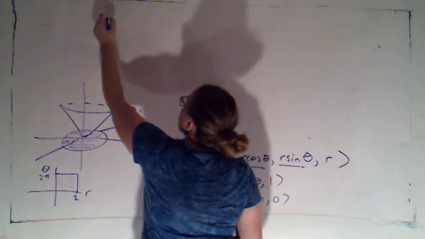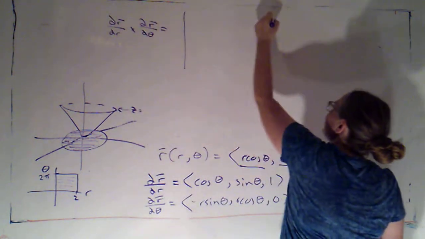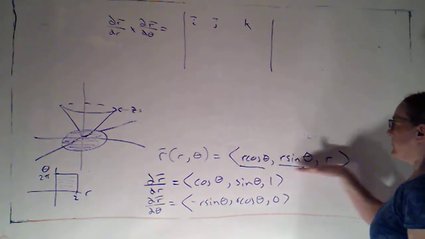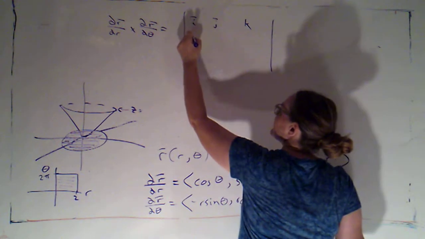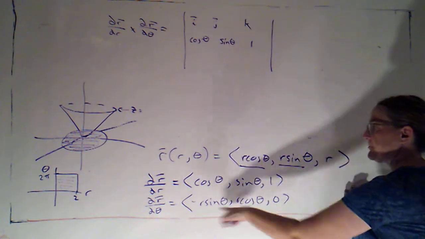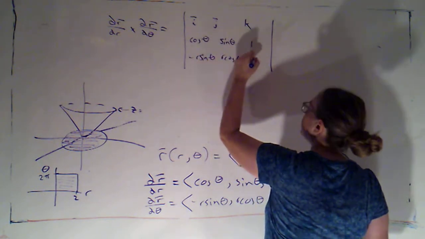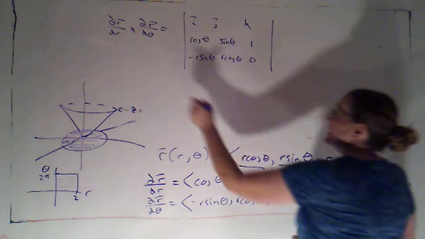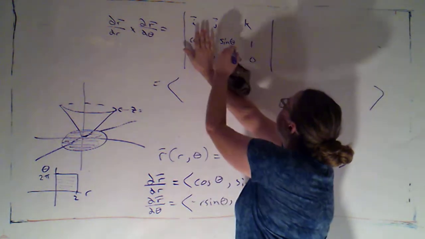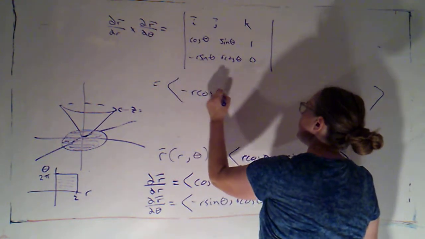Okay, so if I look at del r crossed with del r del theta, that's going to be my symbolic determinant, i, j, k. Partial of r with respect to r goes in the next row, so cosine theta, sine theta, 1. Partial of r with respect to theta goes here, negative r sine theta, r cosine theta, and 0. So that's going to give me a vector that's just some i's, some j's, and some k's. For the i's, I'm looking at this symbolic determinant, which would be nothing minus r cosine theta.